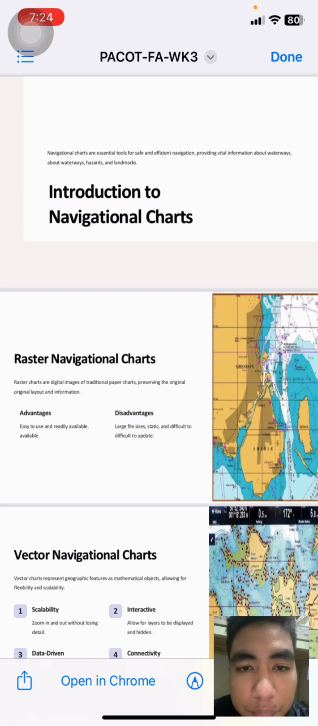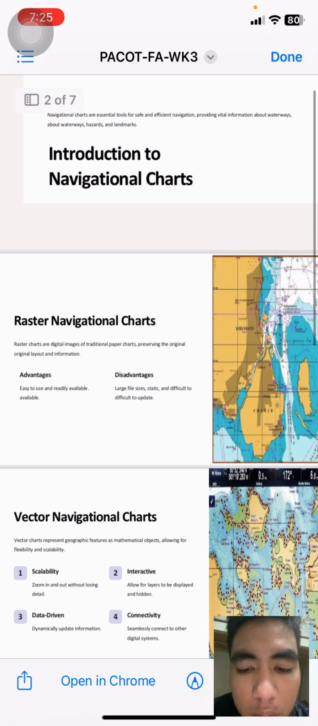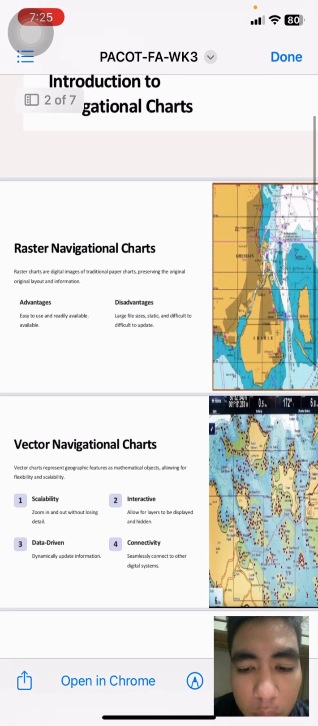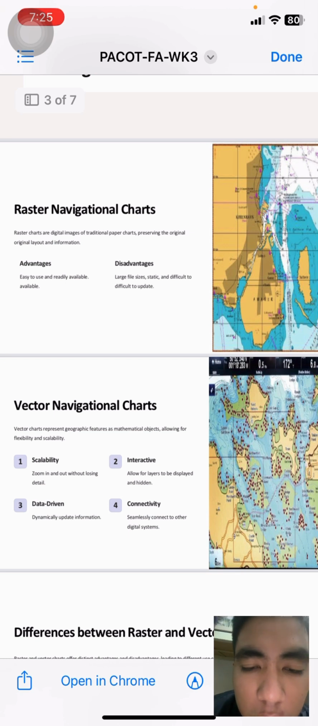Navigational charts are essential tools for safe and efficient navigation, providing vital information about waterways, hazards and landmarks. These raster and vector are the same chart, but there are different uses and factors regarding the advantages and the disadvantages of the use of their information. So now we're going to discuss the raster navigational chart.